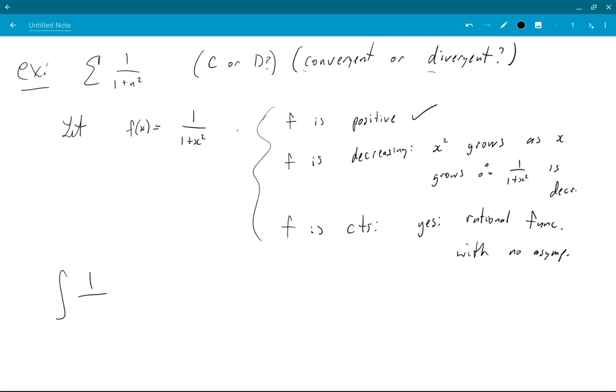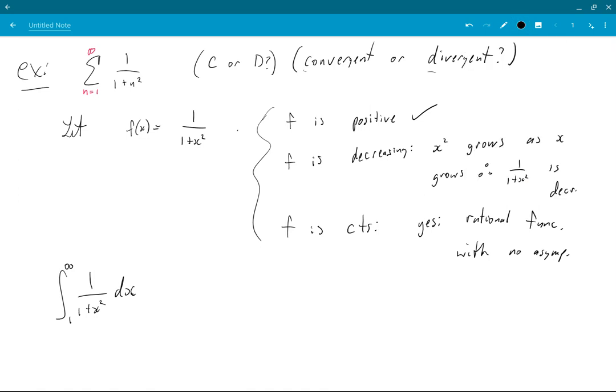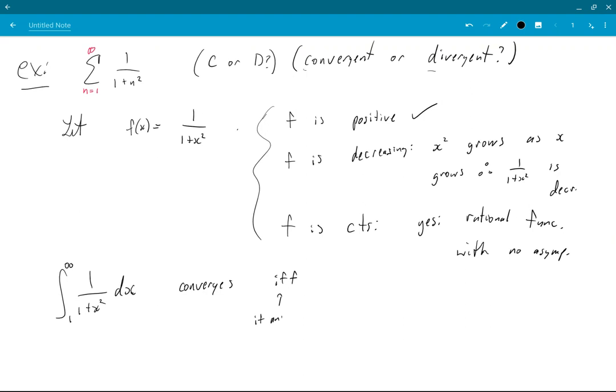So we're looking at this integral, 1 over 1 plus x squared dx, from 1 to infinity. We're choosing 1 to infinity because we had n equals 1 to infinity up here. Now, the theorem says that this converges if and only if. So that second f means only if. So if with two Fs, that's if and only if.